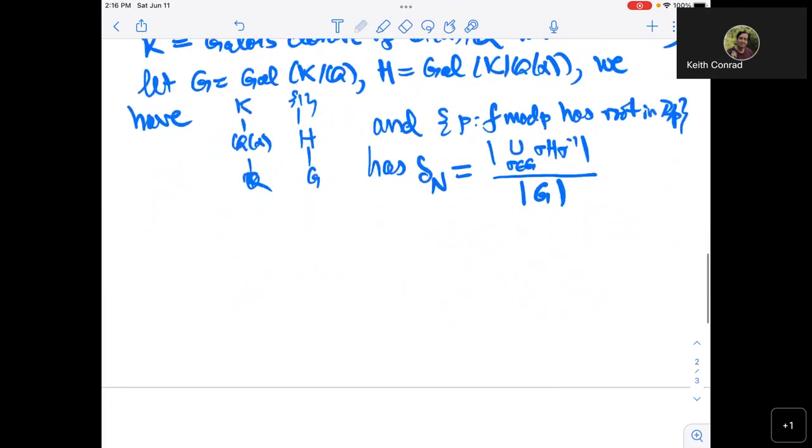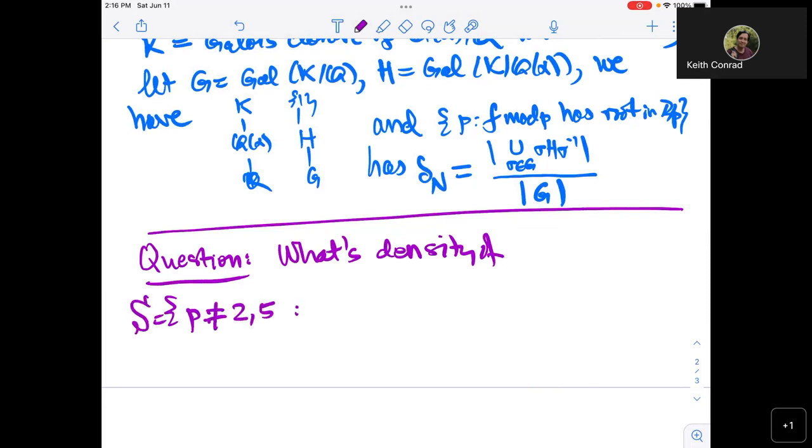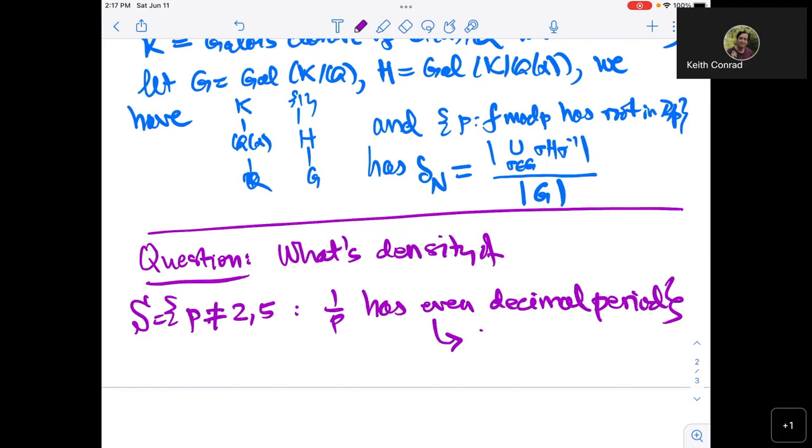Let's look at a different problem. Let's change the question. We'll look at some statistics after posing the question. What's the density of, let's look at the set of primes P, not 2 or 5, we'll call it S again, such that 1 over P has an even decimal period? Okay, so in terms of modular arithmetic, I'm saying 10 mod P has even order, because the decimal period of 1 over P is the order of 10 mod P.